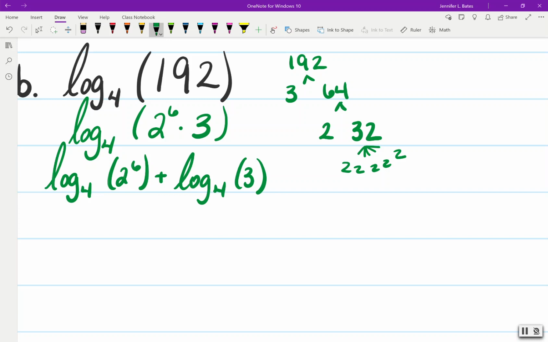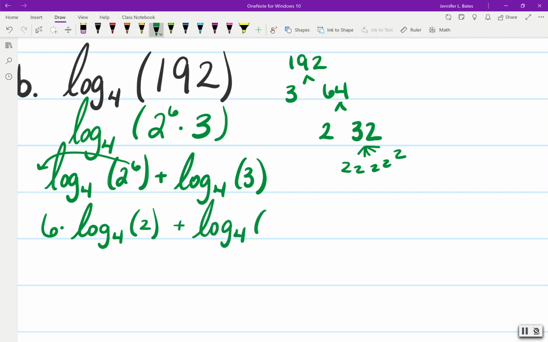Is this fully expanded? Good. I've got some people saying no. This is not fully expanded because I need to bring this exponent, the 6, down out front. So this is really 6 times log base 4 of 2 plus log base 4 of 3. Is everything fully expanded now? Give me a head nod, yes or no.